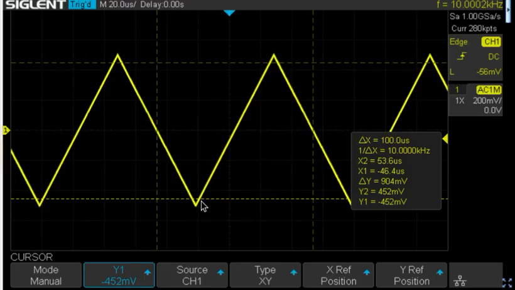So that's at minus 452. That's at positive 452. Calculated as 450, but I can't resolve it any closer than that. It's only 2 millivolts. Okay, so that's at our 90% point, which is 10% down from the peak, and this is 10% up from the peak. So we're going to leave those, and now we're going to move the two other cursors.